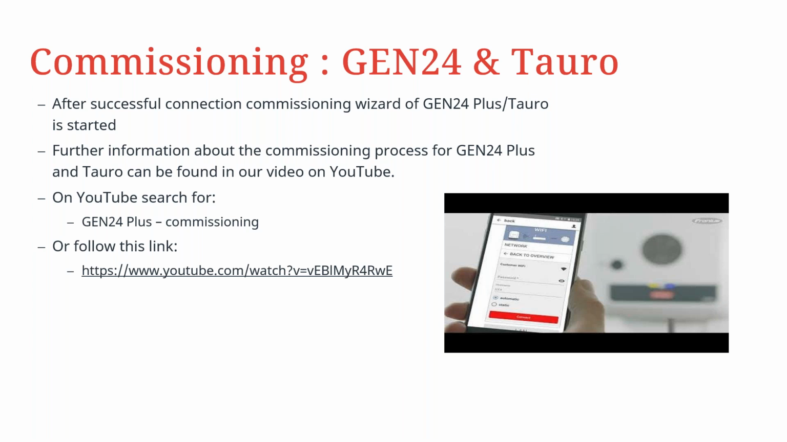Again, for the commissioning of the Fronius Gen 24 and Tauro. After you have successfully connected, the commissioning wizard is then started. Further information for the commissioning process of the Gen 24 and Tauro can be found in our video on YouTube itself. Please do search for Gen 24 Plus commissioning, or by following this link below, we'll have a detailed guide on how to do the commissioning process for Gen 24 and Tauro.